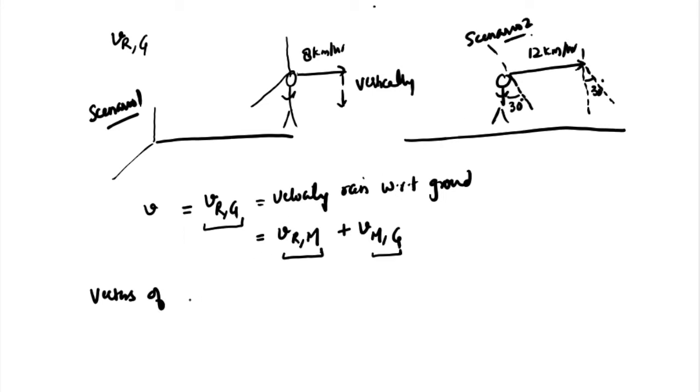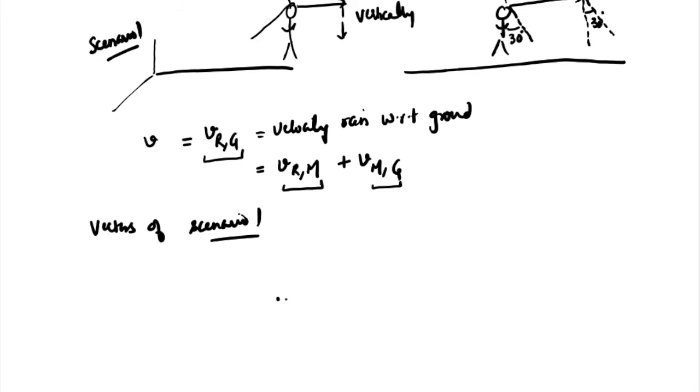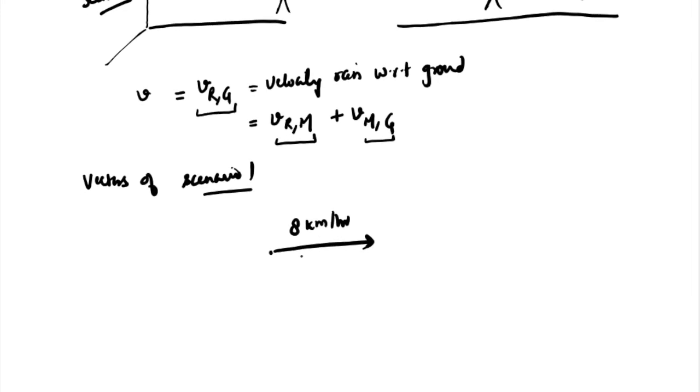So the vector diagram of scenario 1 looks like this. This is the guy who's running at 8 kilometer per hour, and let's say this is the velocity as it appears to him, velocity of rain with respect to the man in the first case. So this is the final vector as it would be observed by the man.